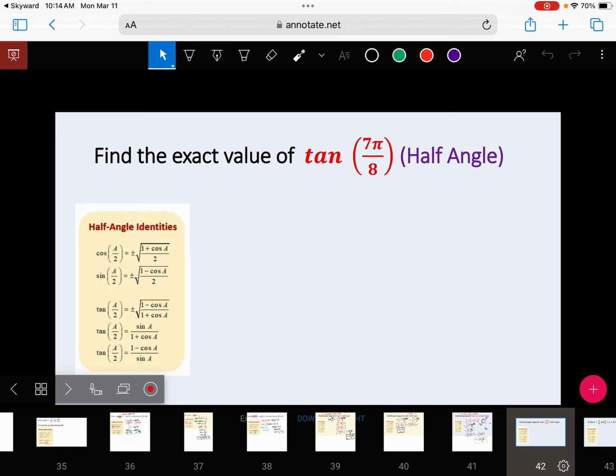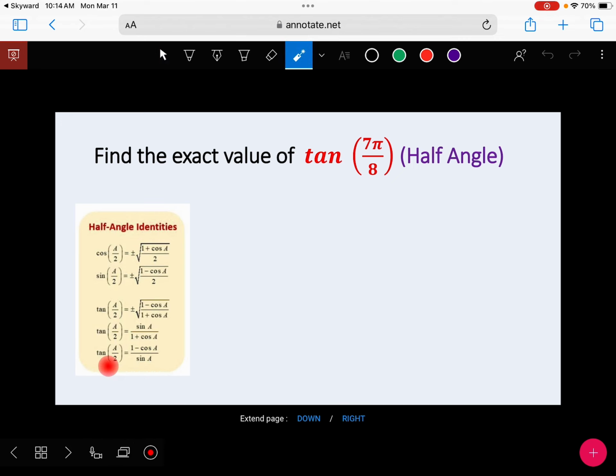And for this one, I tend to have a preference of using this third one. However, I have at times used both. I've used the first 2 also.